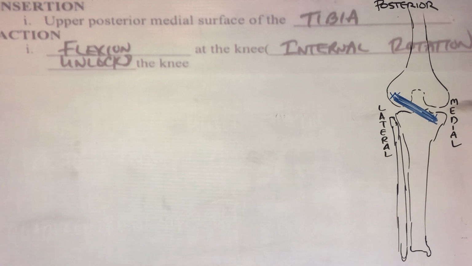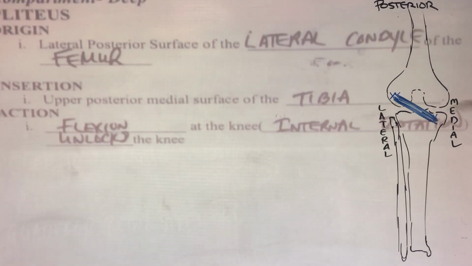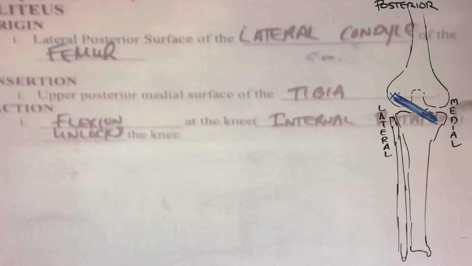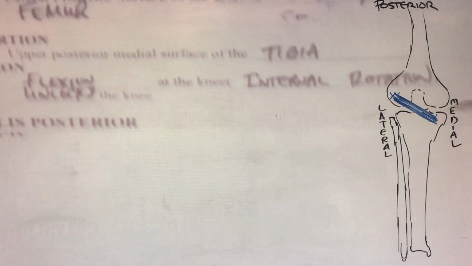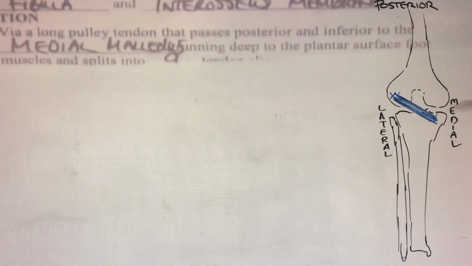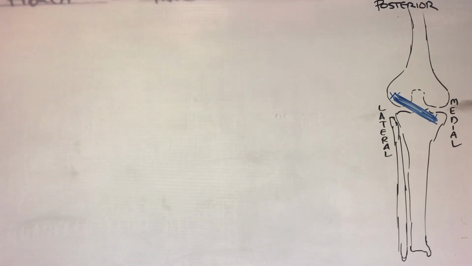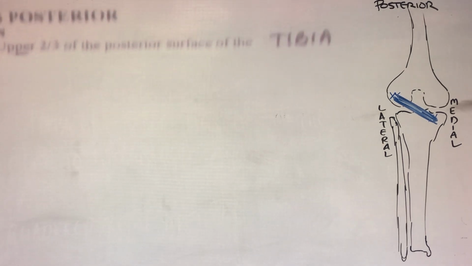So that is the popliteus. Okay, so we'll go to the next muscle. The tibialis posterior.